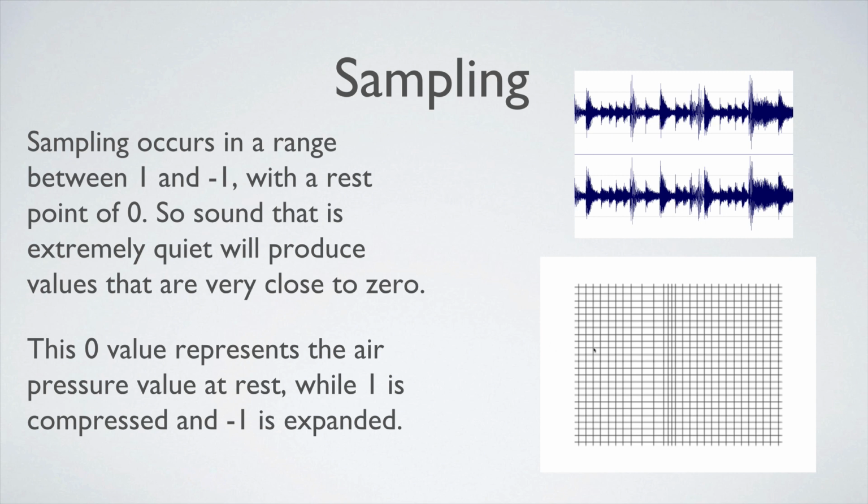So the 0 value represents the air pressure at rest, so this kind of is at rest. And the 1 is compressed, you can see it's all pushed together here. And the -1 is expanded, and this is a pushing wave across space.